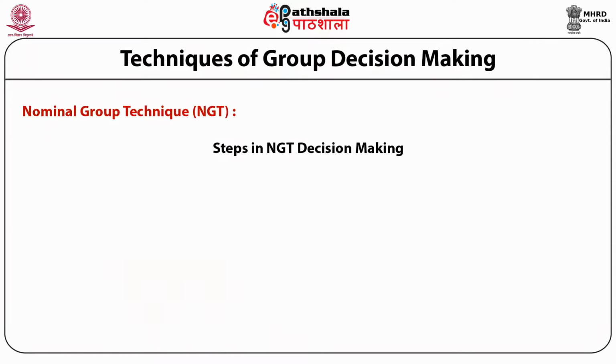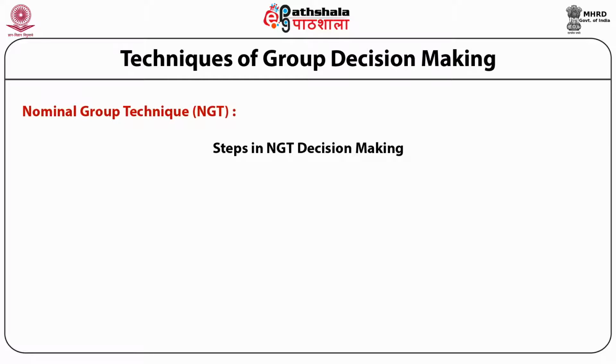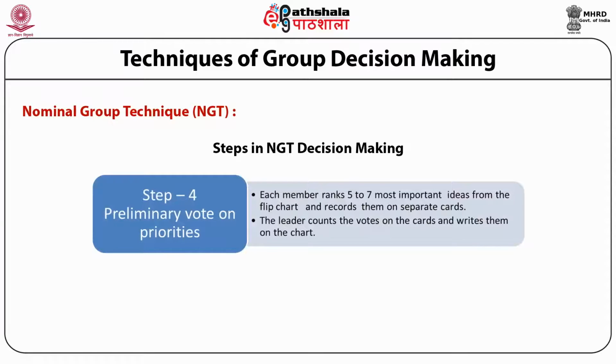After this, they move on to the third step, where brief discussion of the ideas on the chart is done, whereby there is clarification of the ideas, which leads to common understanding of the problem by the group members, and the various evaluation of the points is done. After this, they move on to step 4, where a preliminary vote on priorities is sought from each member.